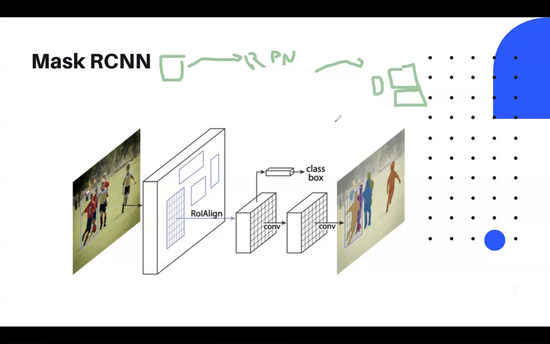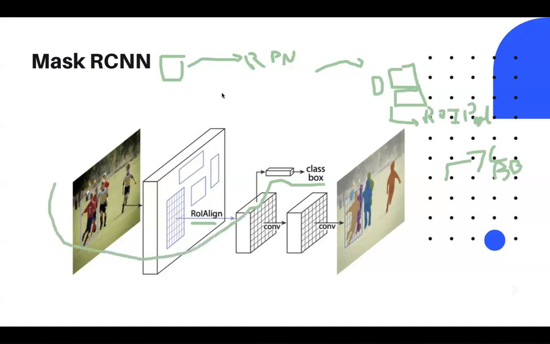From that, you take these and then perform ROI pooling. Here it is referred to as ROI alignment, region of interest alignment. And then from there, you will just send it through classification and bounding box. So this part, you already know it. This part is the faster RCNN.